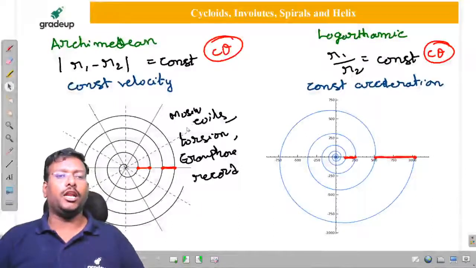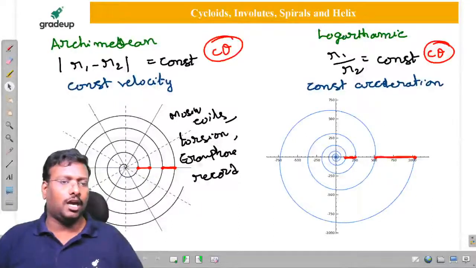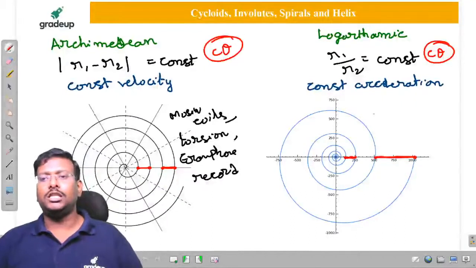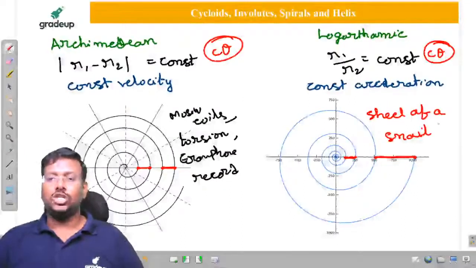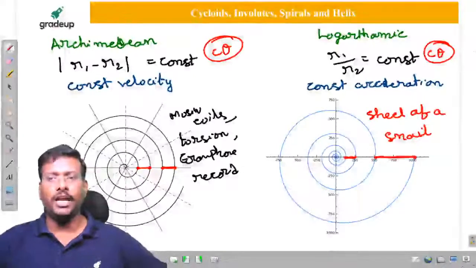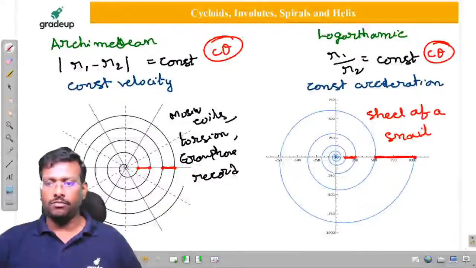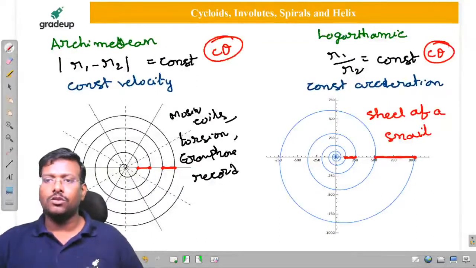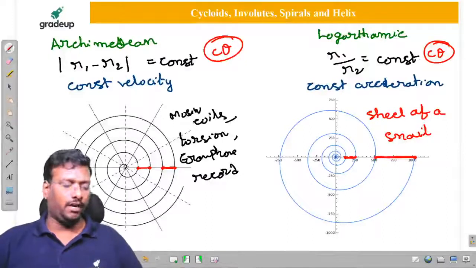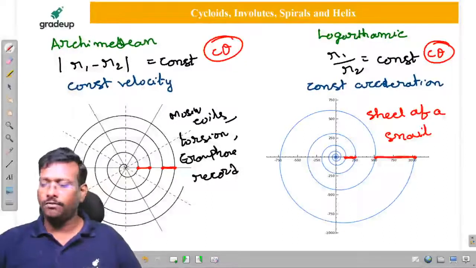an example of the Archimedean spiral. What about this logarithmic spiral, sir? The logarithmic spiral example is the shell of a snail. The shell of a snail is going to be a logarithmic spiral. So these two you try to remember, my dear friends. Is it clear to all of you?